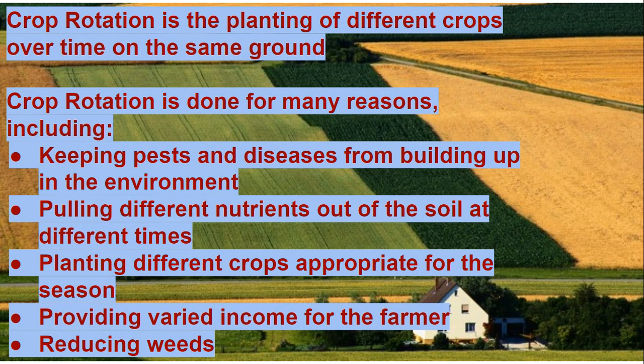So in conclusion, crop rotation is the planting of different crops over time on the same ground. It's done for many reasons, including keeping pests and disease from building up in the environment, pulling different nutrients out of the soil at different times so that you're not depleting your soil of specific nutrients, planting different crops appropriate for the season, providing varied income for the farmer, and reducing weeds.